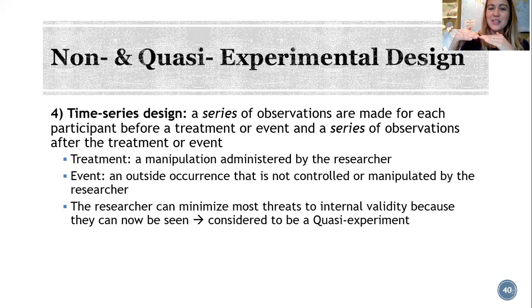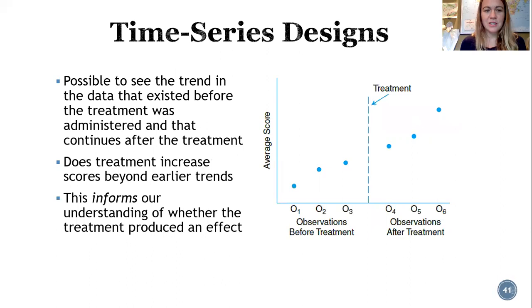and look to see if the intervention increases the learning so that it is more improvement than what would have happened before they received intervention. So now, because we can see what those trends are, we can be aware of them, we can possibly even control for them. So this is why it's considered a quasi-experiment rather than a non-experiment. So this is what it would look like.